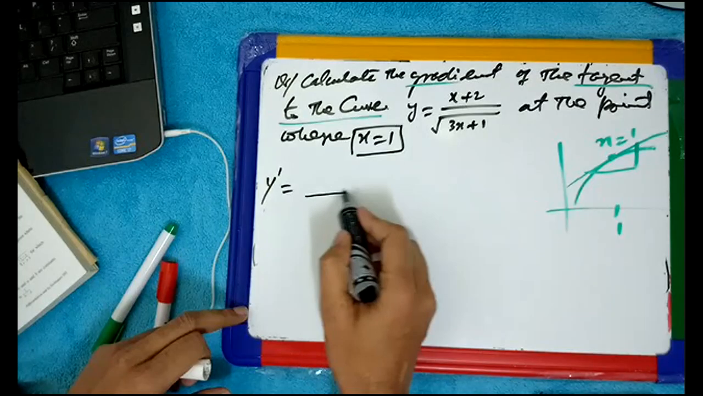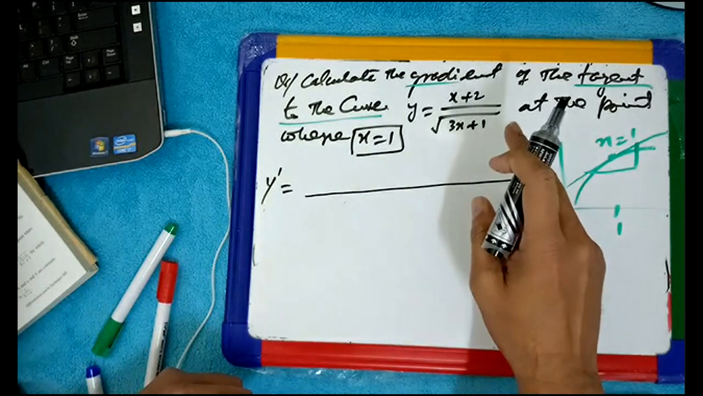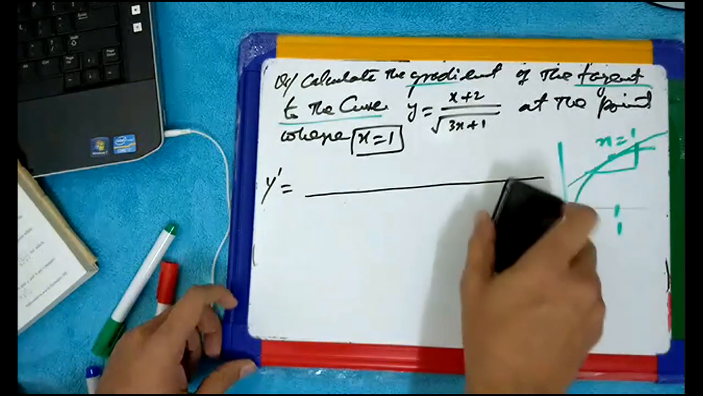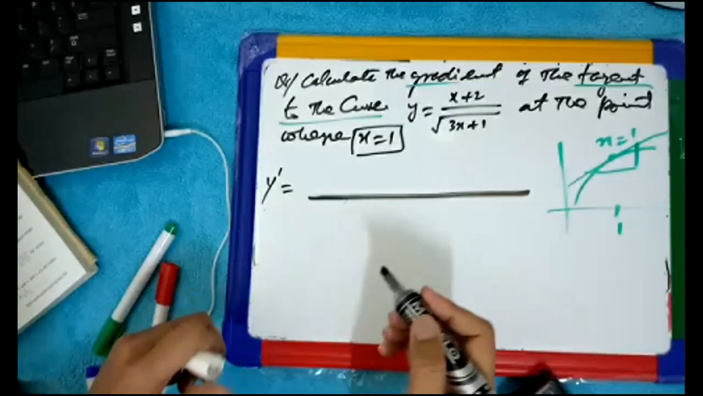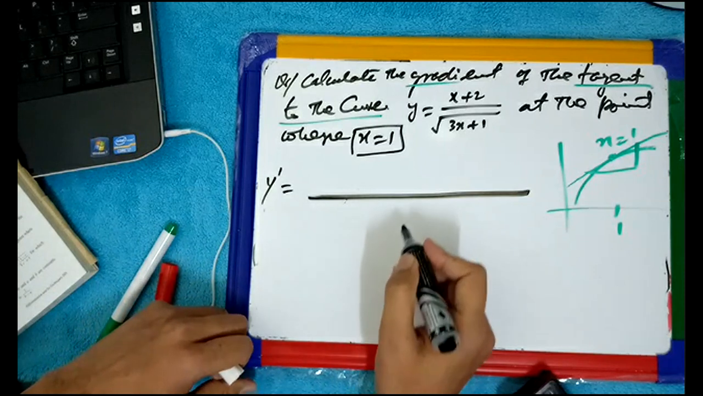So in order to find the gradient, I will use the quotient rule. Quotient rule, because the function is given in the form of a division. So what is the quotient rule? In the denominator, what will I write? V squared.